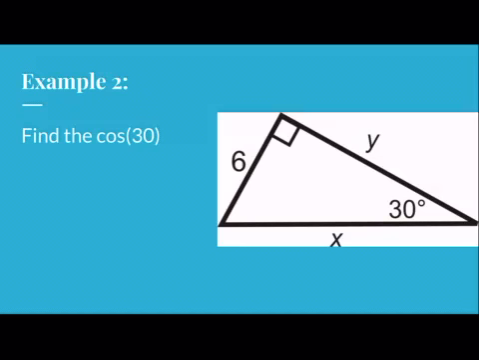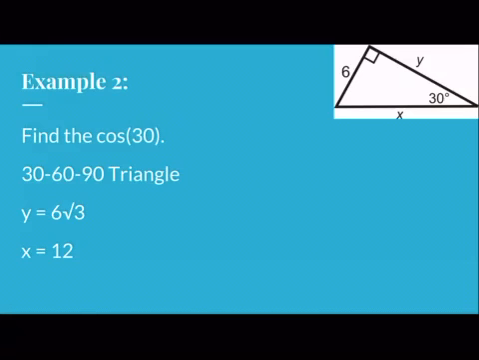In example 2, we now want to find cosine of 30. Again, same triangle. It's a 30, 60, 90 triangle. So when we have a 30, 60, 90 triangle, our short side, side 6, we're going to multiply that number by 2 to get our hypotenuse, which ends up being 12. So 2 times 6 is 12. To find our long leg, we're just going to take our short leg and multiply that by the square root of 3, which would be 6 square root 3.